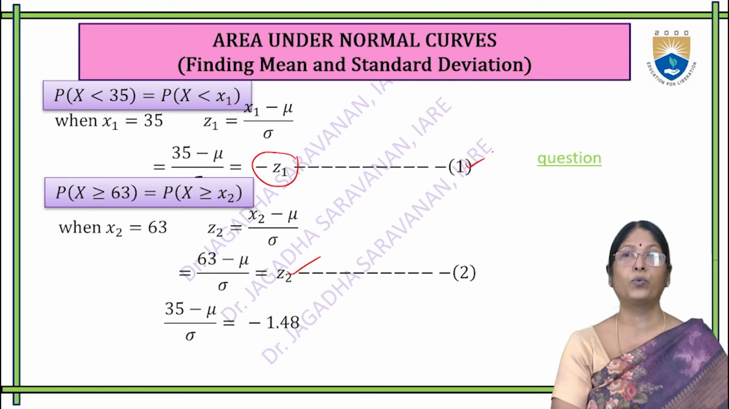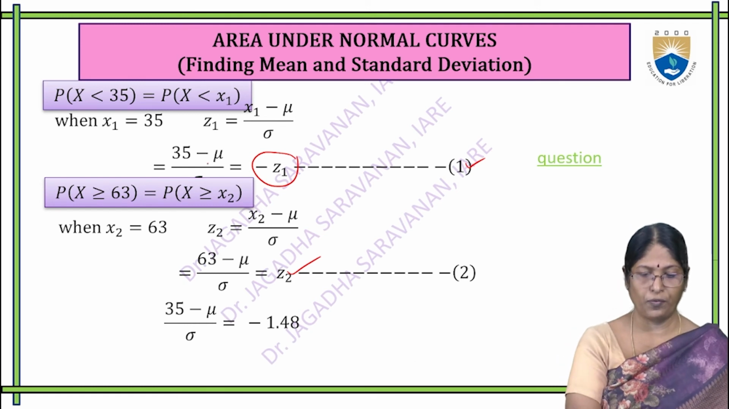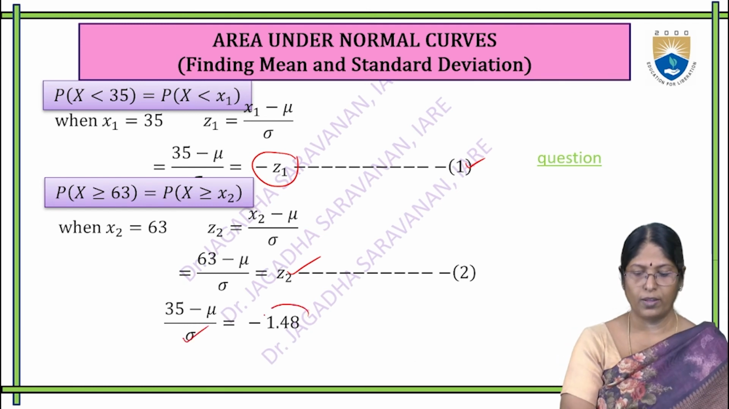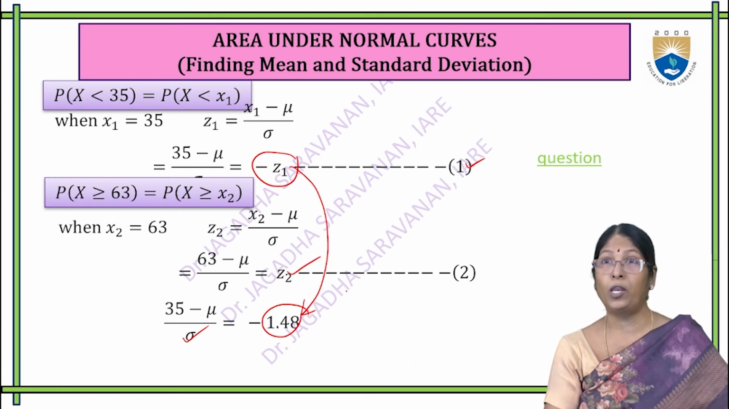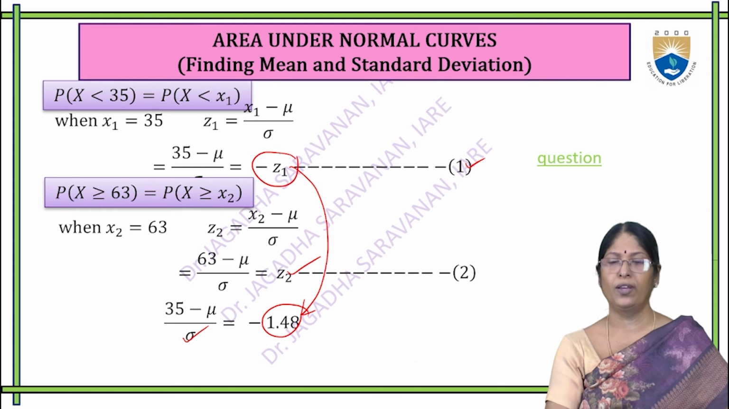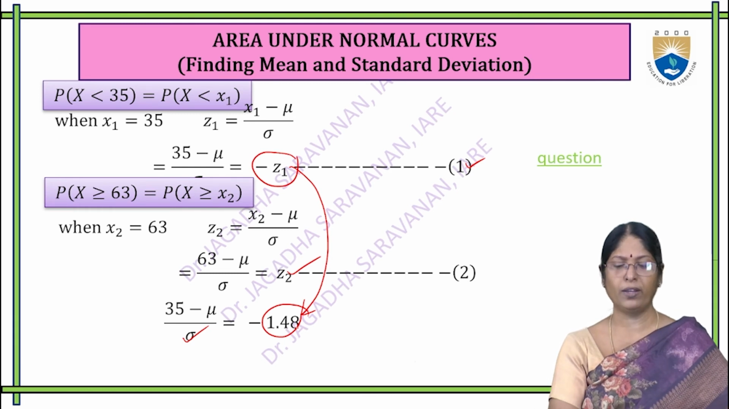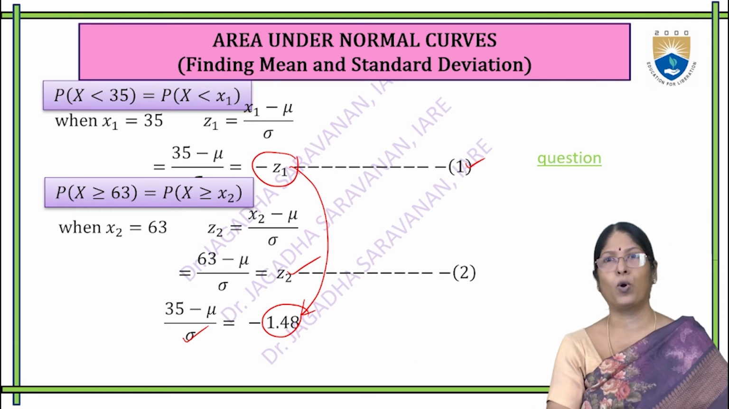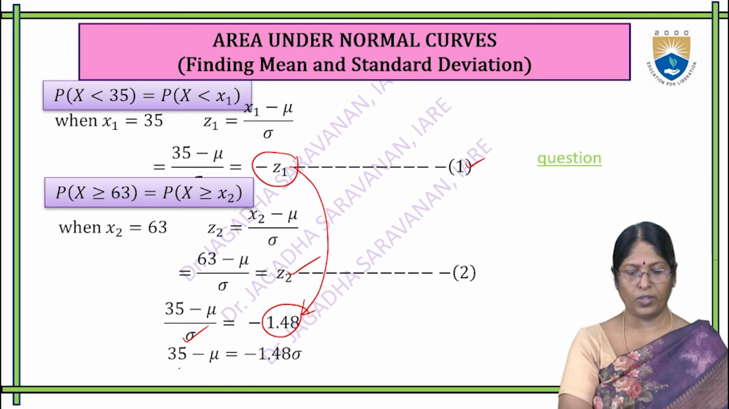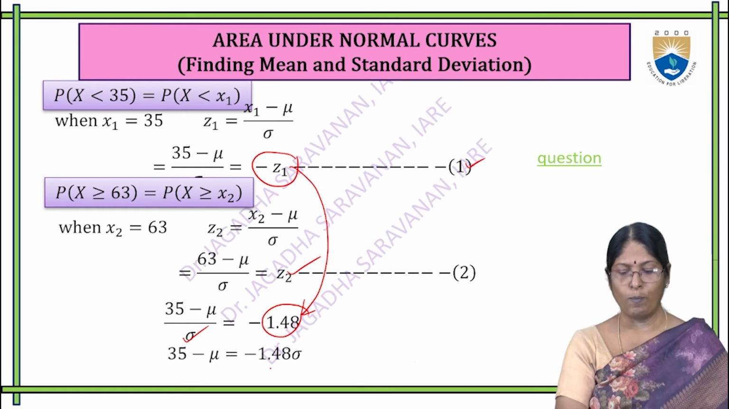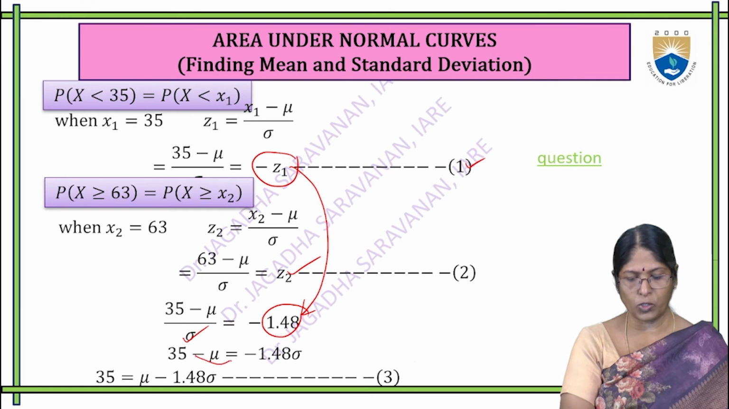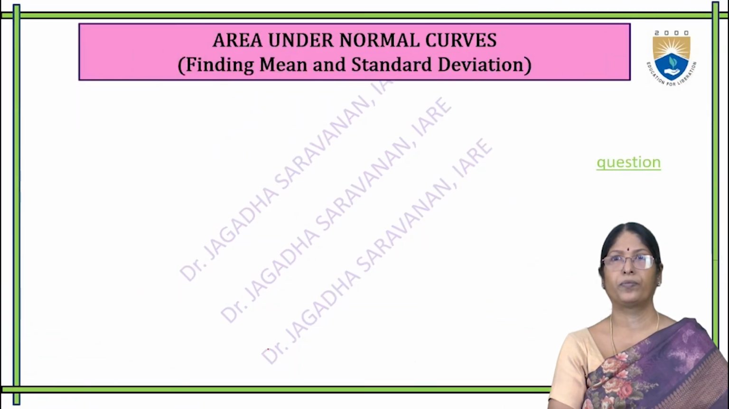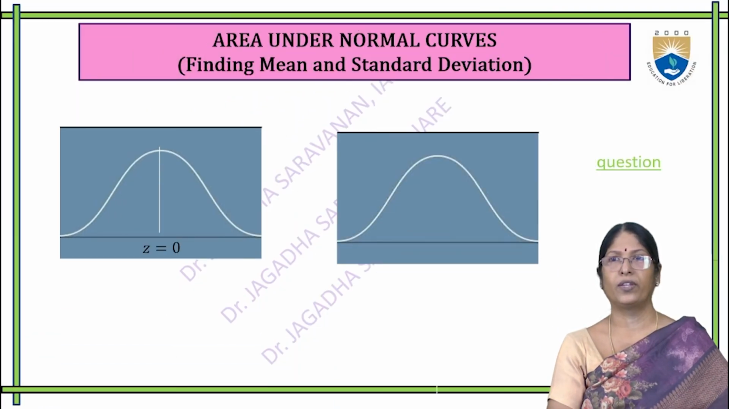We will move back to equation 1, that is 35 minus mu by sigma. The Z1 value we have taken as 1.48 with the help of the normal distribution. That explanation we will come back to; for the time being, we will accept 1.48. So 35 minus mu equals minus 1.48 sigma. We are naming this equation 3. We brought minus mu to this side, so we can see it here.